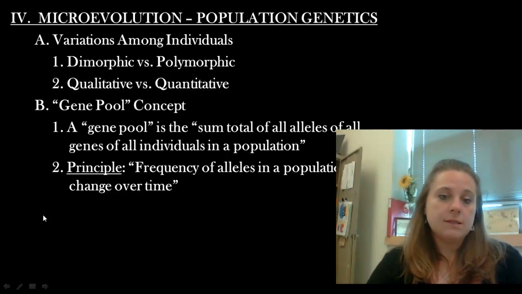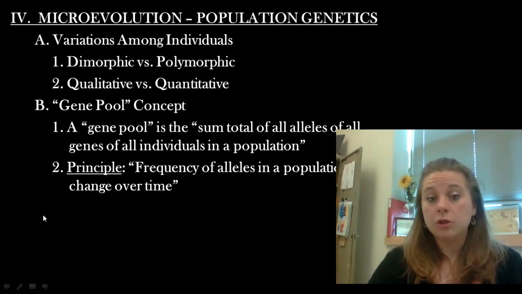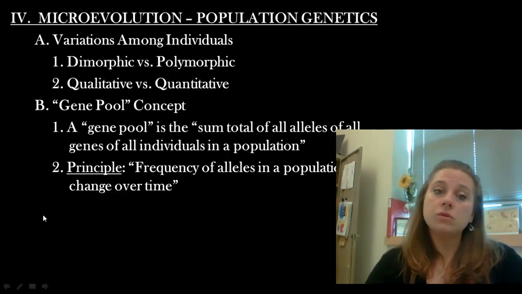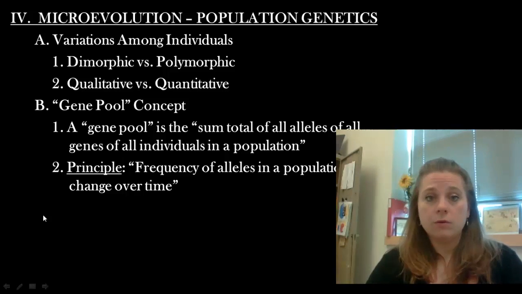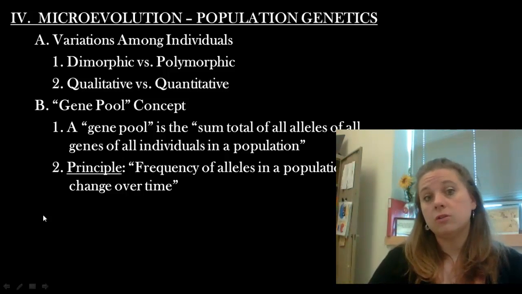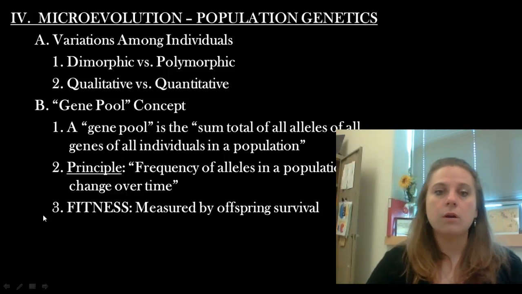So the idea is that the frequency of the alleles in the population is going to change over time. Those shifts in the allele frequencies are what actually change the population and therefore springboard evolution.